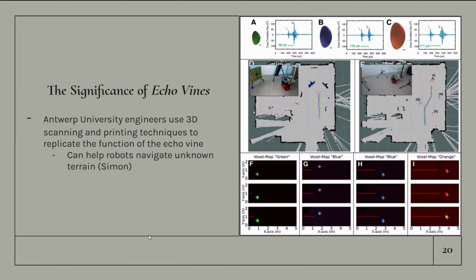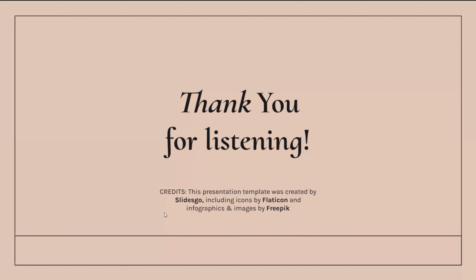Researchers from Antwerp University have also taken inspiration from the echo vine by scanning and 3D printing their own reflectors. A robot using this bio-inspired reflector was able to steer its way past unknown terrain solely by sonar, using the reflectors as waypoints, as seen in this video to the right. The aerial view shows the different size reflectors spread throughout the room and how the robot was able to pinpoint their location based on its reflected sound.